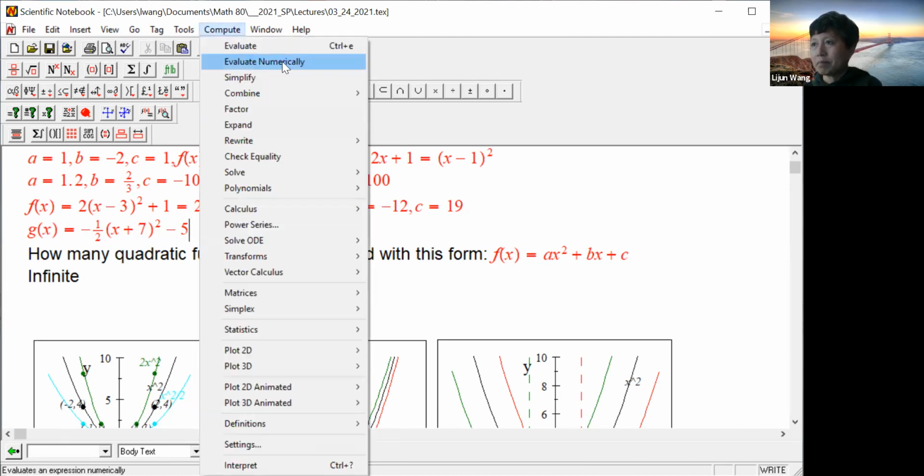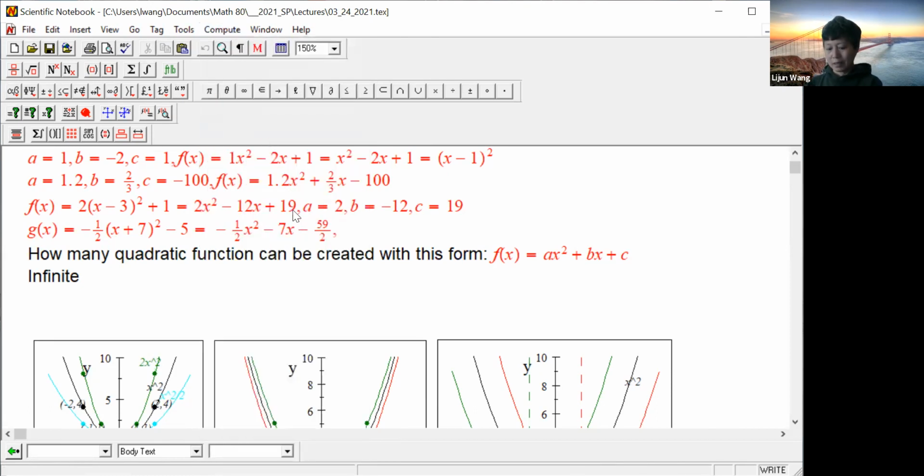And this one, if I expand it, what do I get? I get A is negative 1/2, B is negative 7, C is negative 59/2. So you can see we have as many quadratic functions as possible, as many as you wish. You can create one very easily. But all of these quadratic functions have something in common. What is that something in common? A, B, C are given. The variable x, which is the input, is being squared, with power 1 and power 0 for the other terms. That is the feature of a quadratic function.